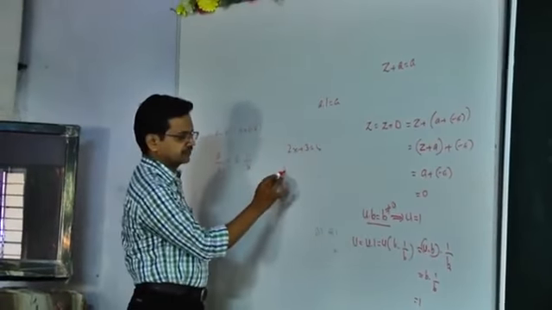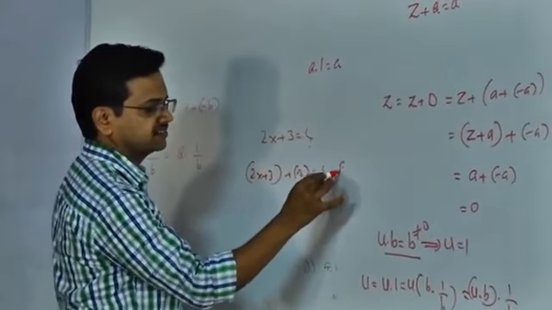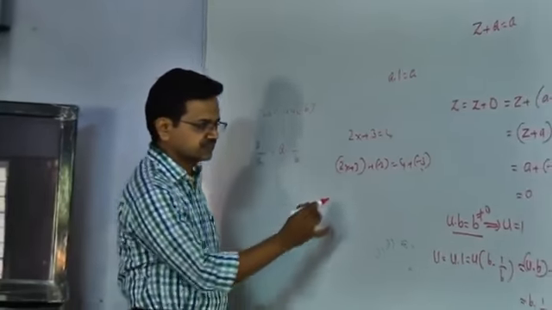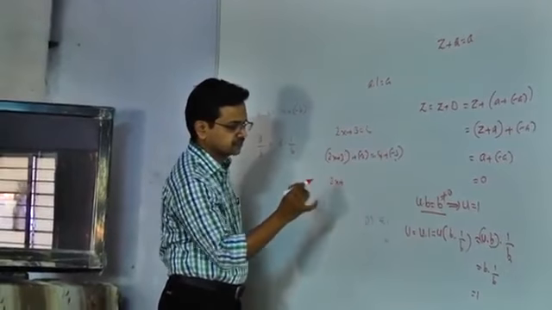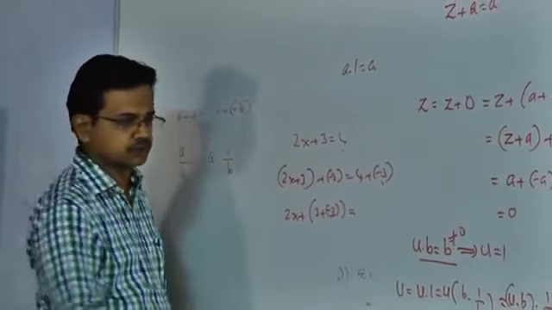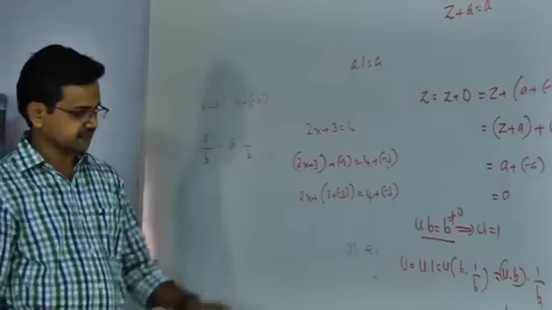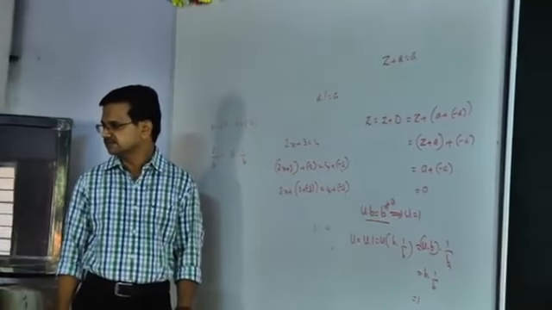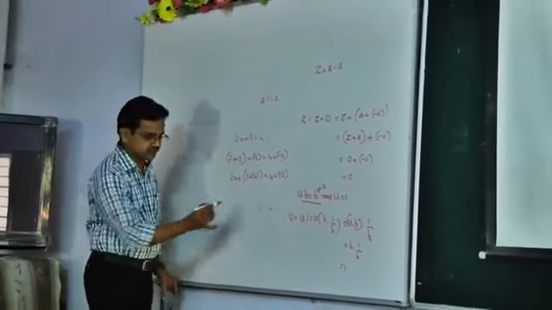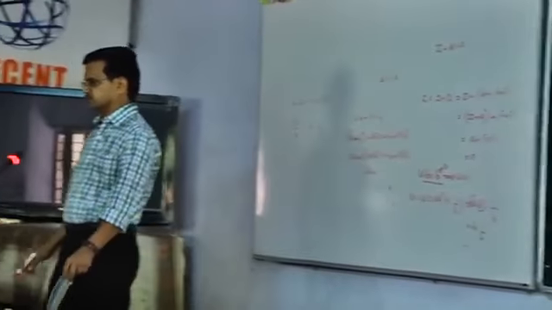Then we get 2x plus 3 plus minus 3 is equal to 4 plus minus 3. By using the associative property, this can be written as 2x plus (3 plus minus 3) is equal to 4 plus minus 3. Next, what is 3 plus minus 3? 0. So here 2x plus 0. What is 2x plus 0? It is equal to 2x.